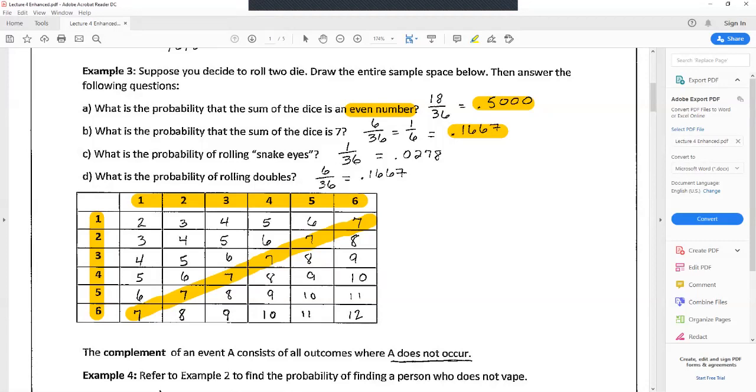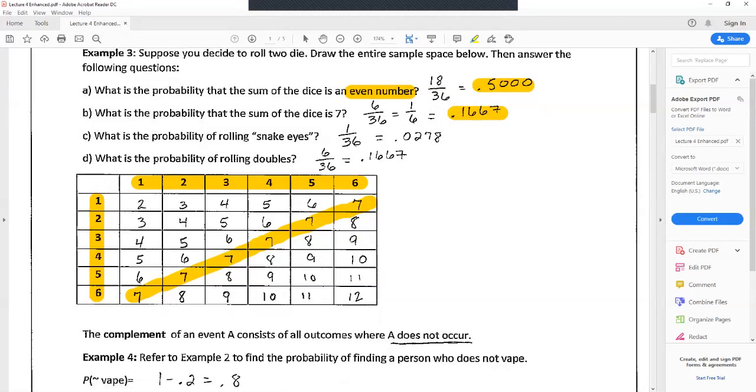What is the probability of rolling snake eyes? Well, snake eyes occurs when you roll 2 1s, right? So the probability would be the 2 1s that give you a sum of 2 here. And that's only 1 out of the 36 possible outcomes. So 1 out of 36, which is 0.0278.